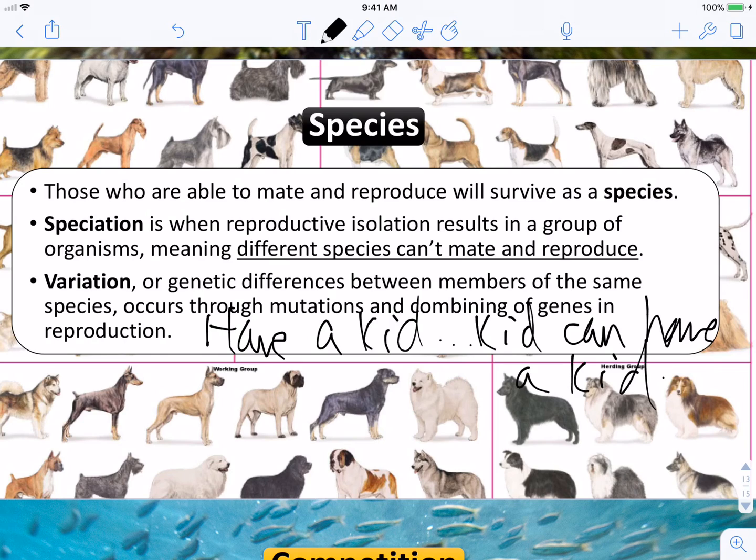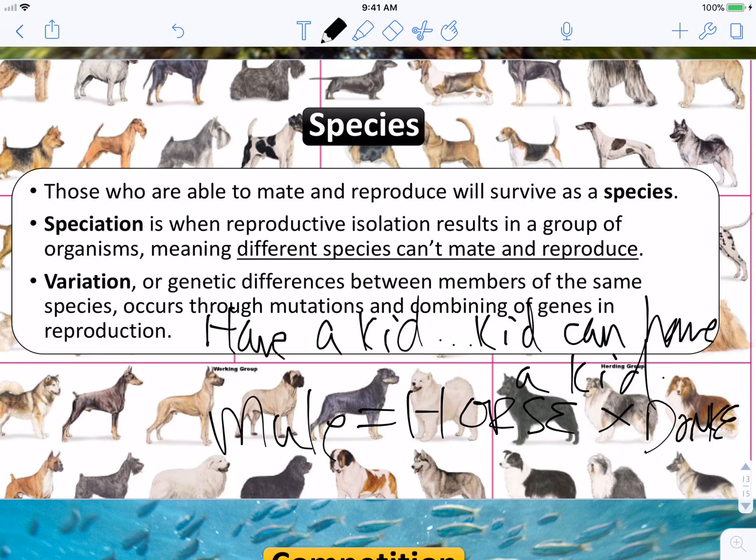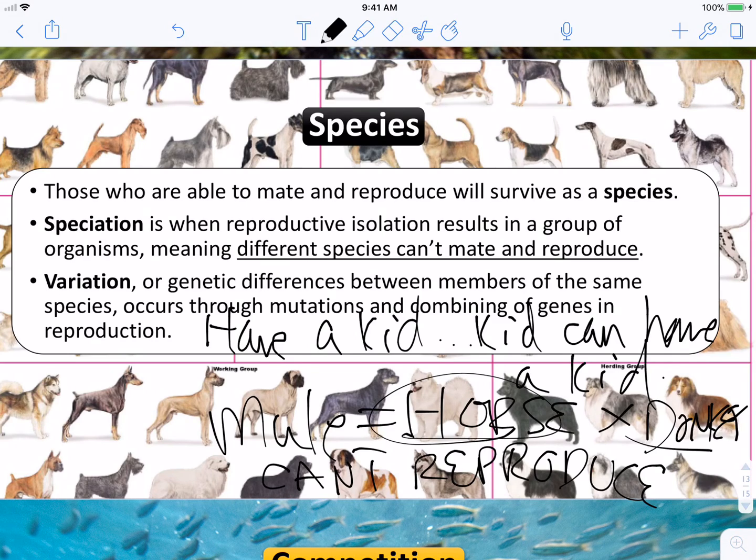Other examples of sterile offspring are mules. So a mule is the hybrid between a horse and a donkey. A mule can't reproduce. It can't make a kid. So that is a limit of speciation. What that means is that if you're a horse, if you reproduce with a donkey and make a mule, the mule can't make another mule. So a mule is not its own species. It's just a cross between the species of horse and the species of donkey. And this is called reproductive isolation.